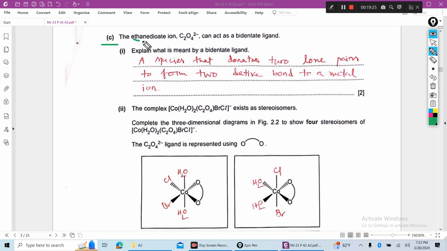See, ethane dioate ion, C2O4 2-, can act as a bidentate ligand. Number 1, explain what is meant by a bidentate ligand. Bi means 2. A species that donates two lone pairs of electrons to form two dative bonds to a metal ion. I mean, a bidentate ligand is one which donates 2 pairs of electrons to the metal ion to form 2 dative covalent bonds.